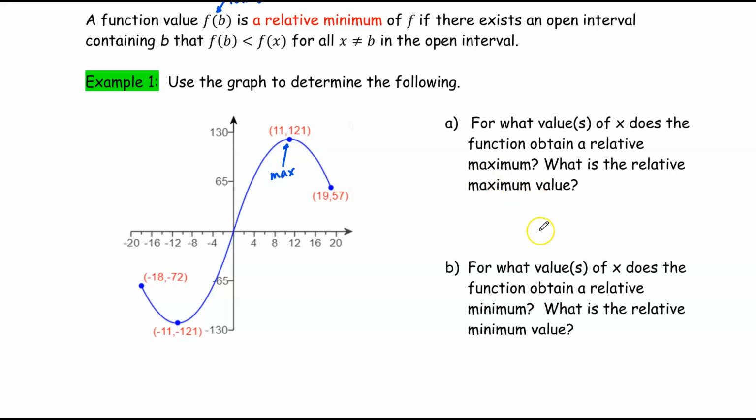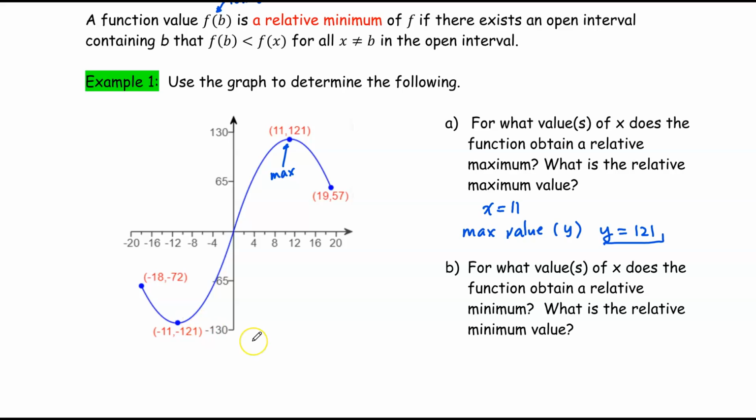Now, the x for which the function has a relative maximum is x equals 11. And also, what is the maximum value? So the maximum value is the y value. So y is equal to 121. That's the maximum value.